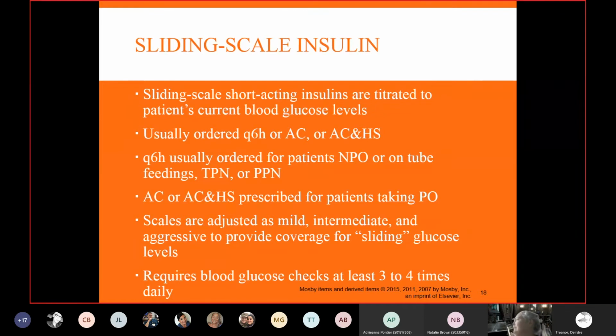Sliding scales are titrated every 6 hours or ACHS. Every 6 hours will be anyone on TPN or NPO. There's usually a mild, intermediate, and aggressive sliding scale. And obviously 3 to 4 times a day you're going to check.